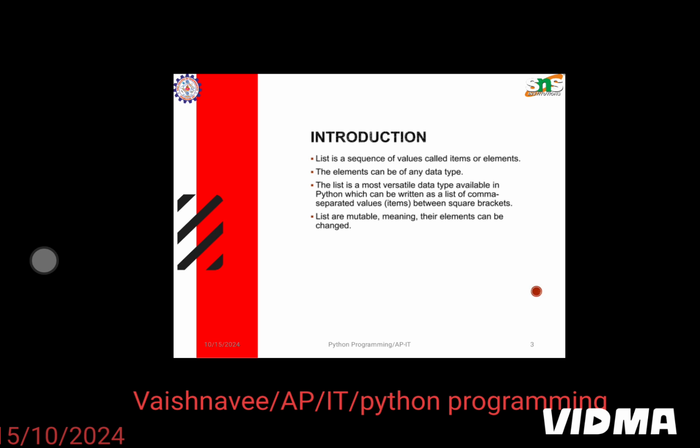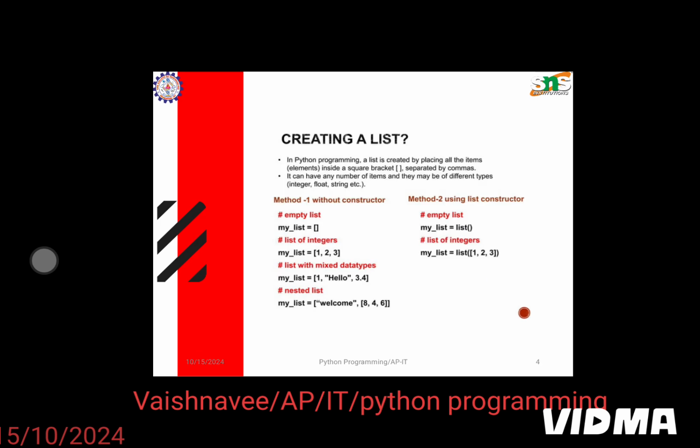Now let us see how to create a list. In Python programming, a list is created by placing all the elements inside the square brackets, separated by commas. It can have any number of items and they may be of different types, for example integer, float, string, etc. all together in a single list. There are two methods: using the list constructor and without the constructor.